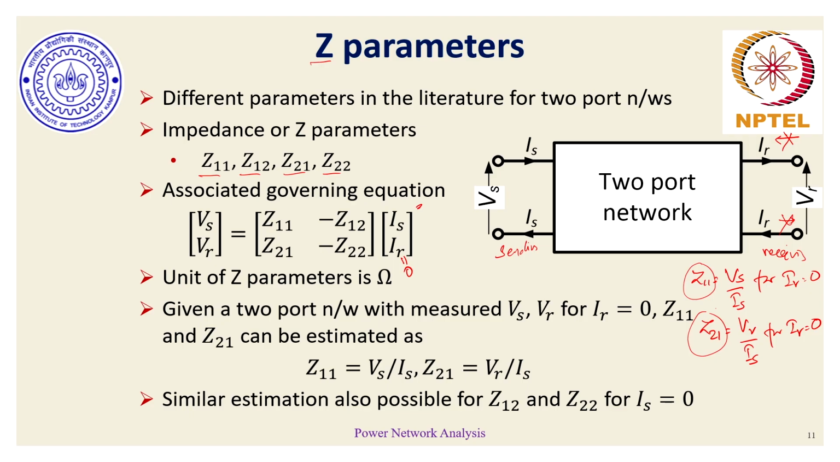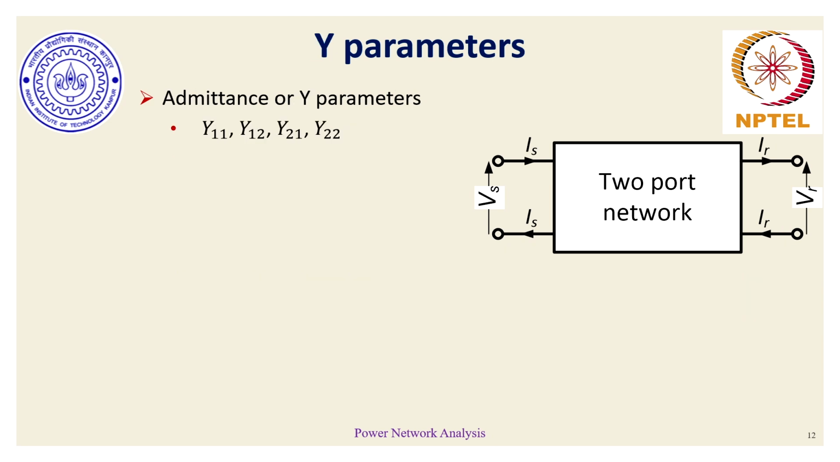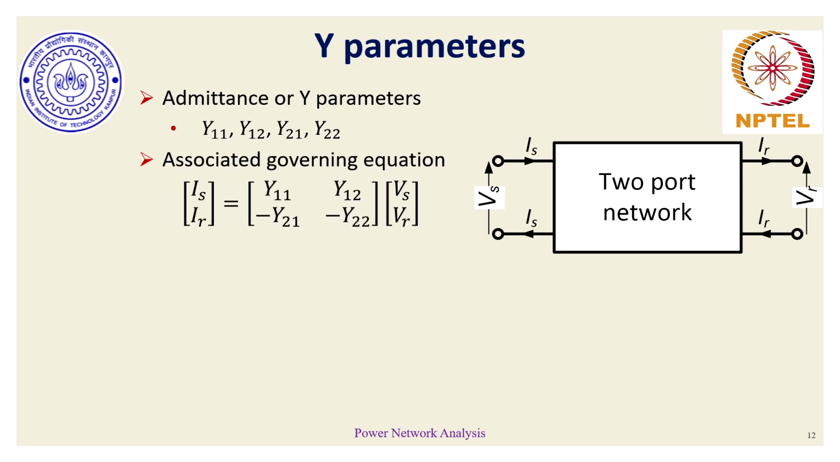Similar to how Z parameters, which are impedances, can exist, on similar lines Y parameters, which are admittances, can also exist. In terms of admittance parameters or Y parameters, the relevant equation indicates the relationship between the currents, sending and receiving end, in terms of the sending and receiving end voltages.